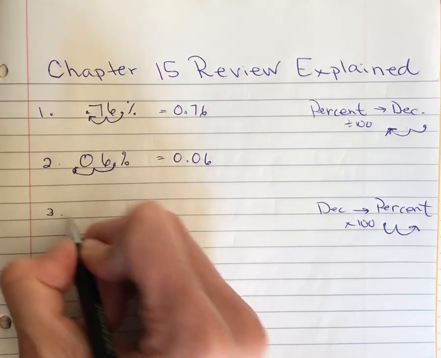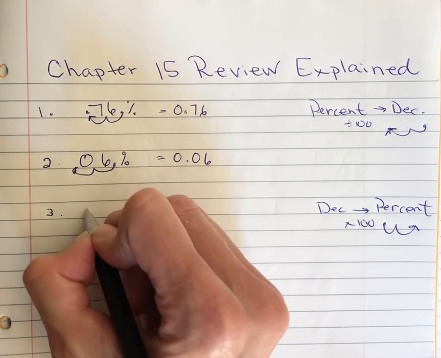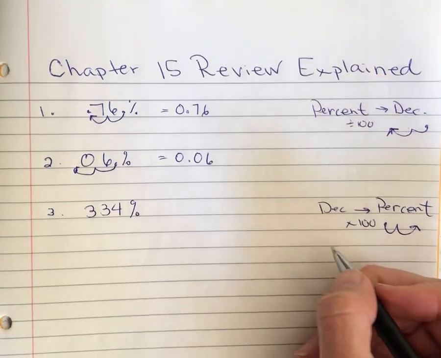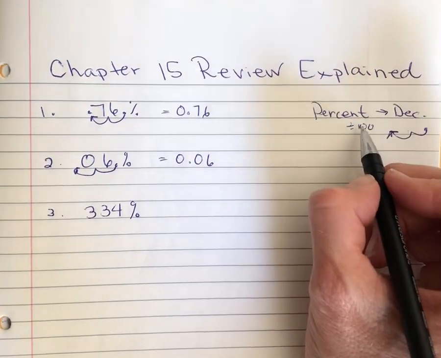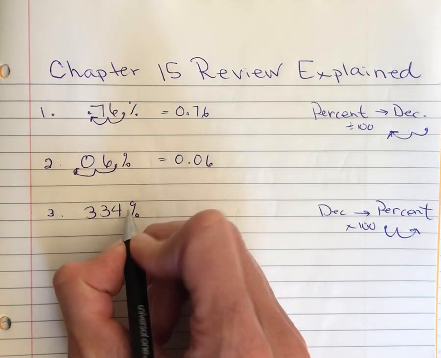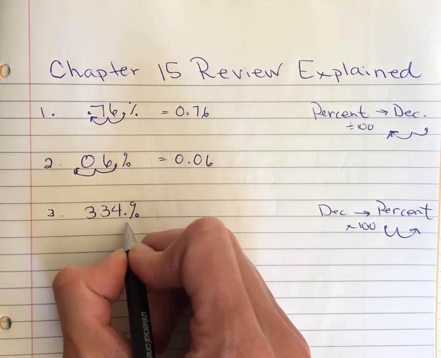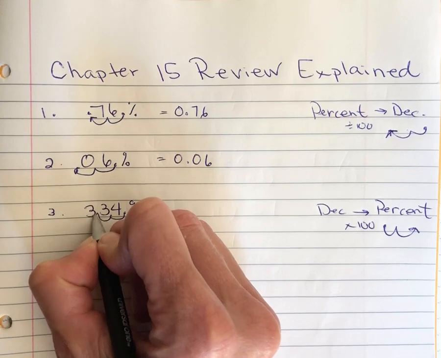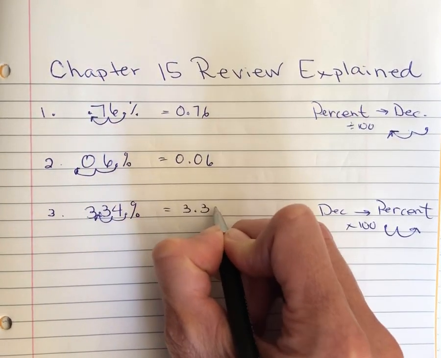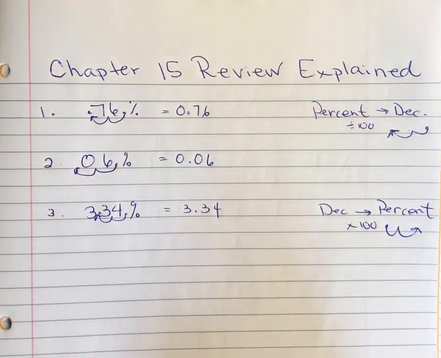Number 3. The percent started as 334%. It doesn't matter how big the percent is, we still divide by 100, moving that decimal point twice to the left. So add it at the end for whole numbers. 1, 2, and our decimal is 3.34, 3 and 34 hundredths.